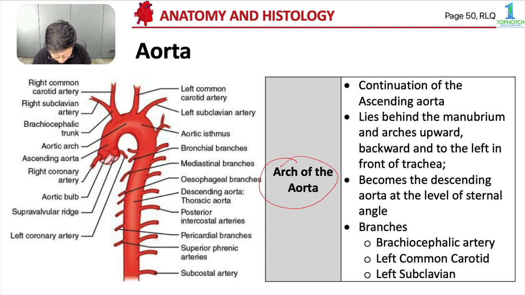For the arch of the aorta, it's a continuation of the ascending aorta. It lies behind the manubrium and arches forward and backward and then to the left to the front of the trachea. It becomes the descending aorta at the level of the sternal angle. So andito yung sternal angle. So beyond this, below this, naging descending aorta na siya. The branches include your brachiocephalic artery or trunk, your left common carotid, and your left subclavian.